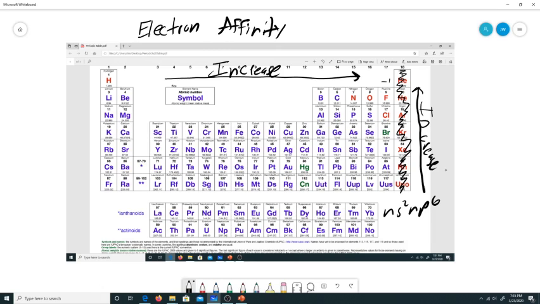So when I talk about it increasing from left to right, it also increases from bottom to top. I'm saying fluorine has the highest electron affinity, and going to the bottom here, down the other way, francium would be the lowest.